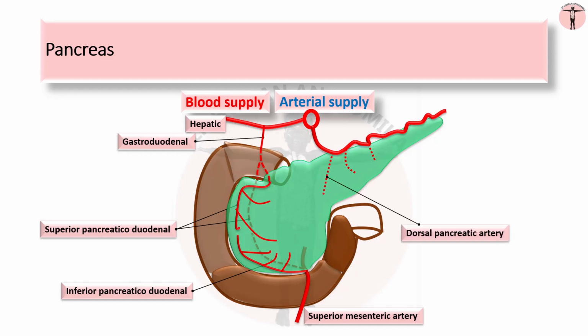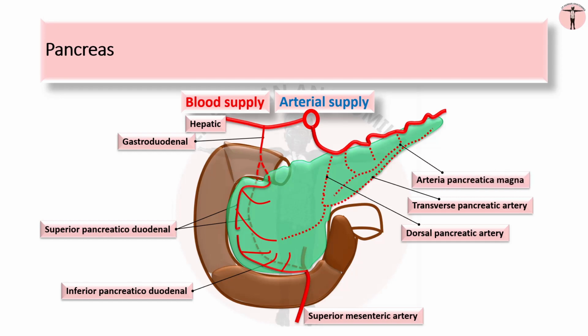Dorsal pancreatic artery arises near the neck, gives off transverse pancreatic branch which runs at the lower border of pancreas and supplies the lower part of body and tail of the pancreas. Arteria pancreatica magna is a large branch which arises near the tail and runs towards the neck, and a small branch called arteria caudae pancreatis runs towards the tip of the tail. These are the arteries which supply the pancreas.